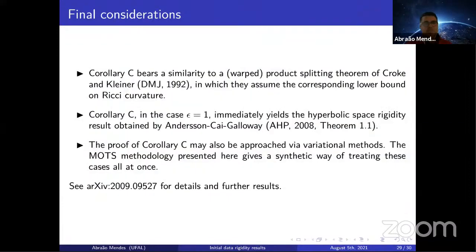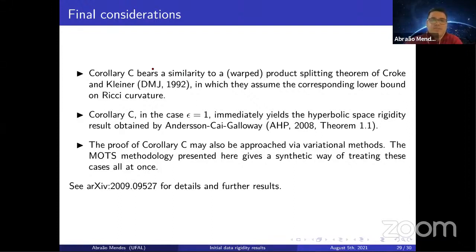All right, just some final remarks. Corollary C bears a similarity to a warped product theorem by Croke and Kleiner, in which they assume the corresponding lower bound on the Ricci curvature. So our result generalizes the Croke and Kleiner result to the scalar curvature setting. Also, corollary C, in the case epsilon equals 1, yields a hyperbolic space rigidity result obtained by Andersson, Cai, and Galloway.